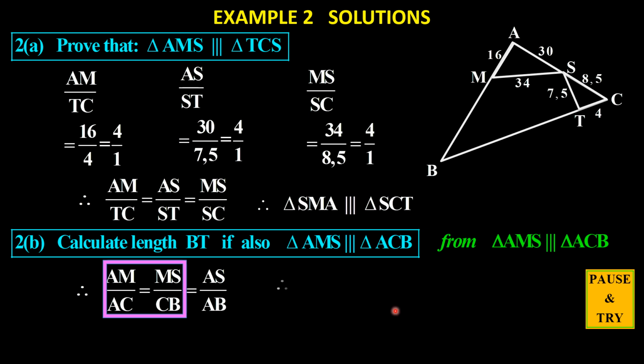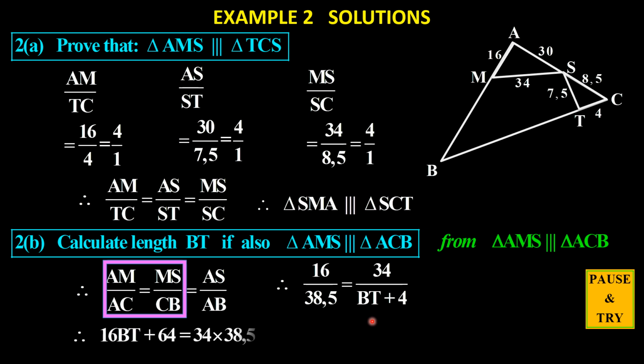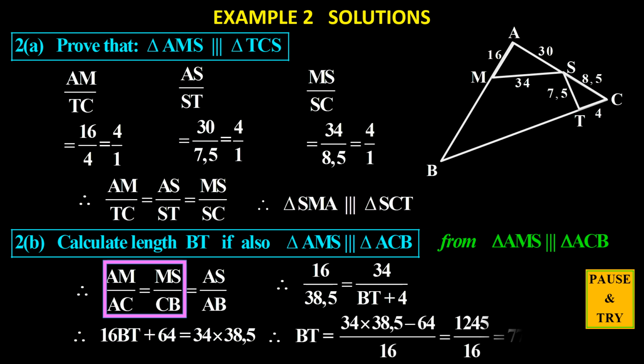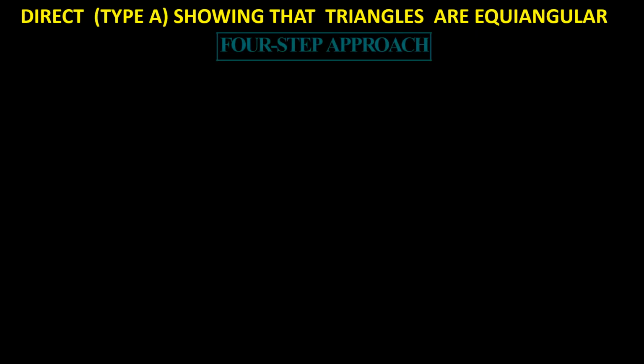How can we simplify that? We just cross multiply, and then we can solve for BT. Let's see how we can get BT. So that's 34 times 38.5, subtract 64, everything divided by 16. And if we calculate that, that is 77.8125.